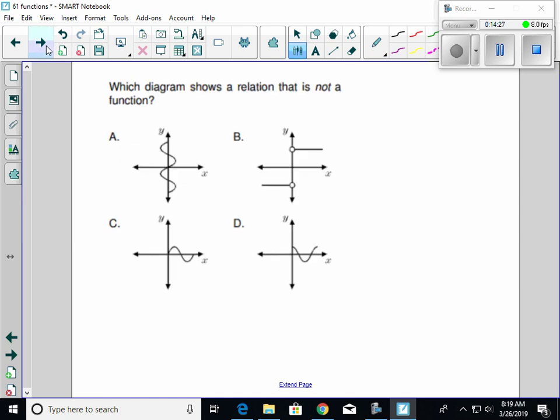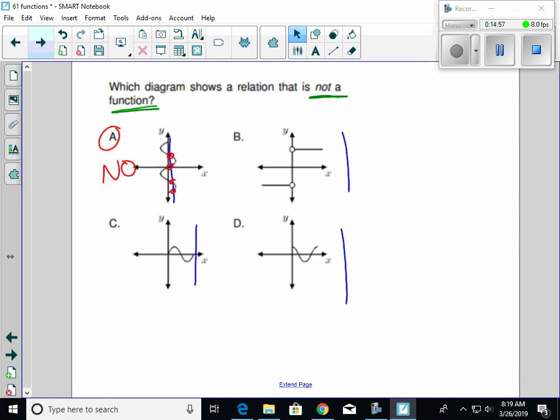Which diagram shows a relation that is not a function? Okay, so we're going to do the vertical line test for graphs to see if any of these x's has two different y's. Yep, that's definitely the one that's not a function. That hits the graph 1, 2, 3, 4 times in that one spot. So that one's not a function.